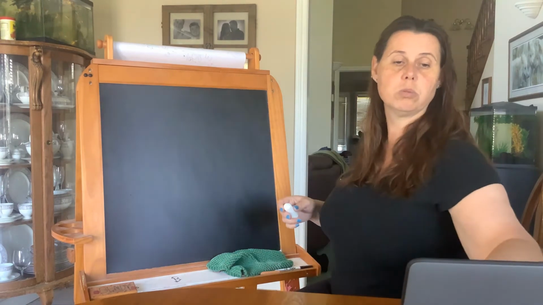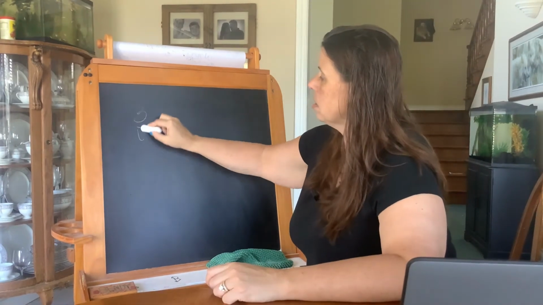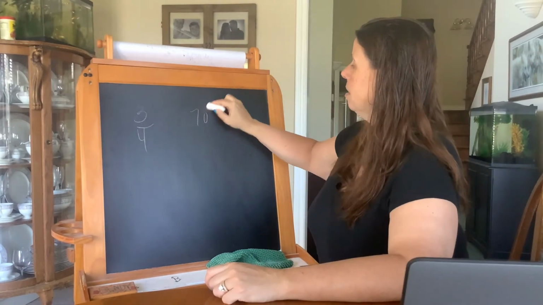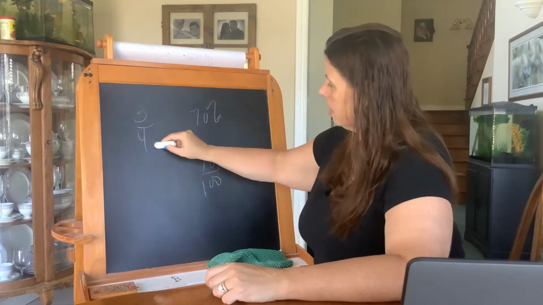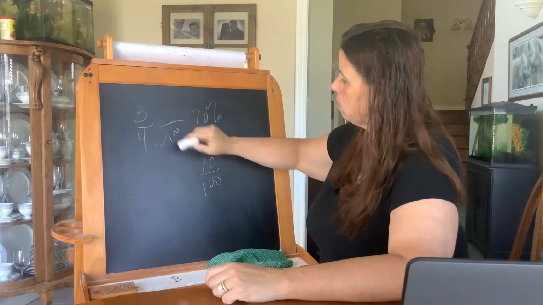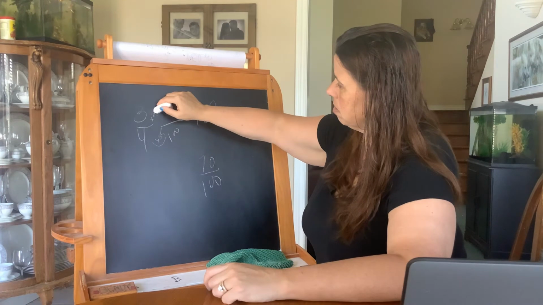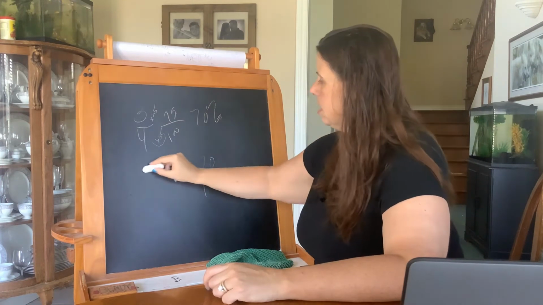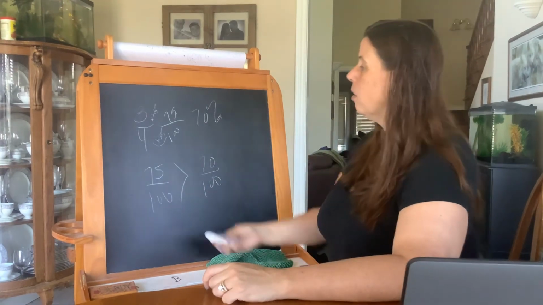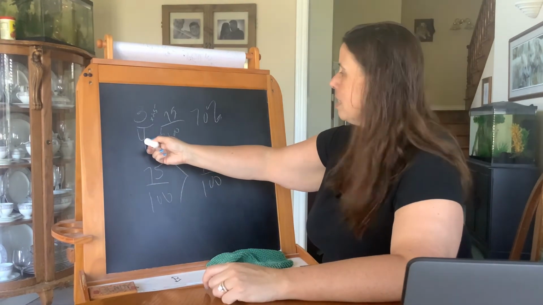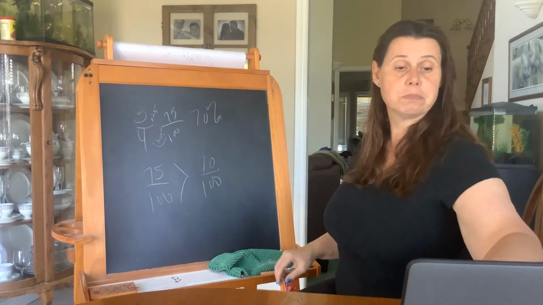Let's do D. They give us 3/4 and 70%. Okay, so this is 70 over 100. I got to get this to 100. How do I go from 4 to 100? Times 25. 4/4 make $1. 3/4 make 75 cents. So this is 75 out of 100. So 75 is bigger. Now, as soon as I saw this question, I knew this was 75%. I knew this was bigger, but I followed the rules because I'm a good girl.